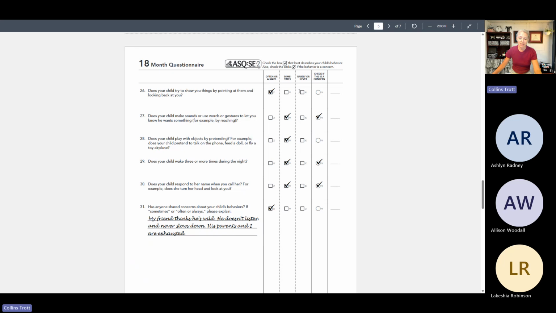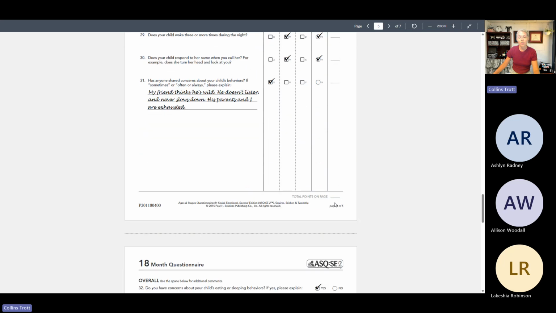26, Z, 0. 27 is V and V, so 5 plus 5 is 10. 28, V, so 5. 29, V plus V again, so 5 plus 5 is 10. Same thing for 30, V plus V, so it's 5 plus 5 is 10. And 31 is X, so that's 10. So the total on this page should be 45.